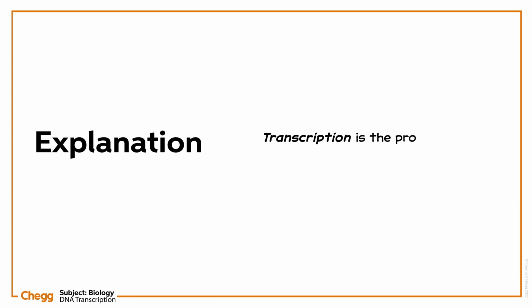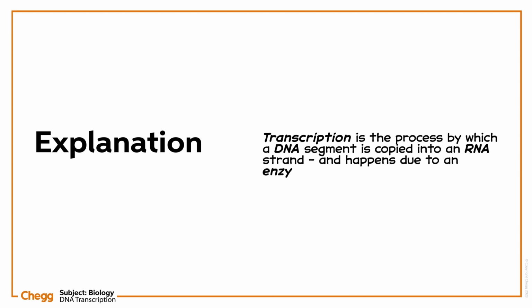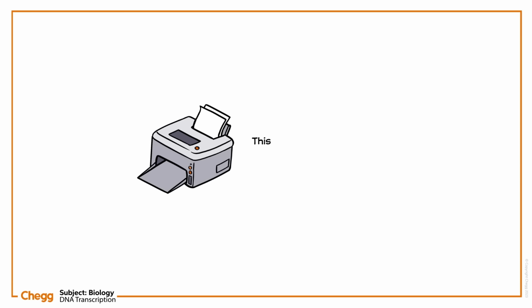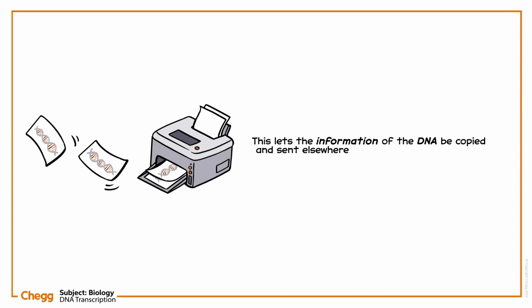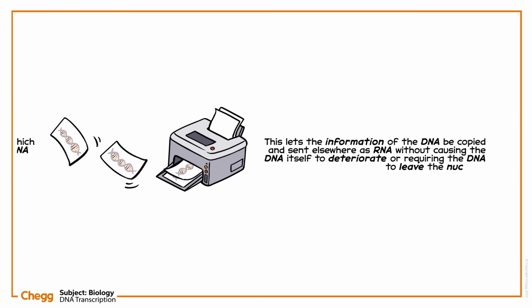Transcription is the process by which a DNA segment is copied into an RNA strand, which happens due to an enzyme called RNA polymerase. Importantly, this lets the information of the DNA be copied and sent elsewhere as RNA without causing the DNA itself to deteriorate or requiring the DNA to leave the nucleus.